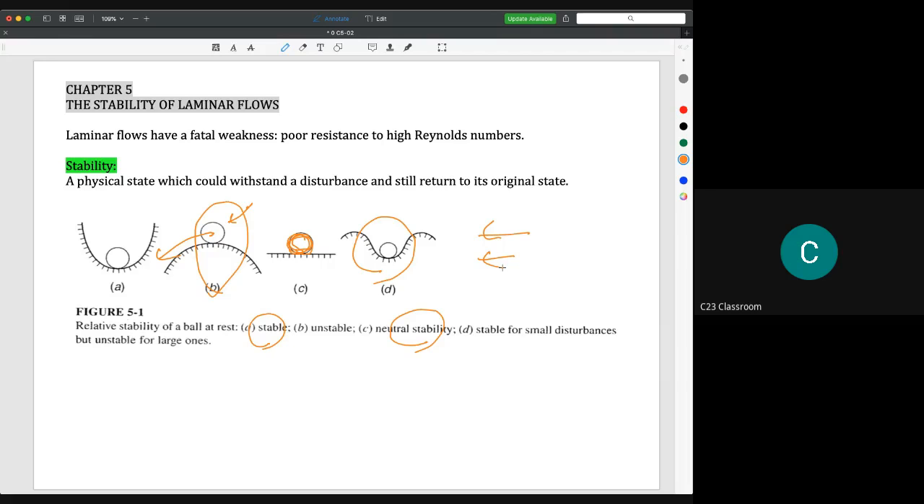For example, we make a wire, a trip wire, to create turbulence, but some people will put a very rough surface on a certain plate to enhance or to make the turbulent boundary layer faster compared to its original condition.